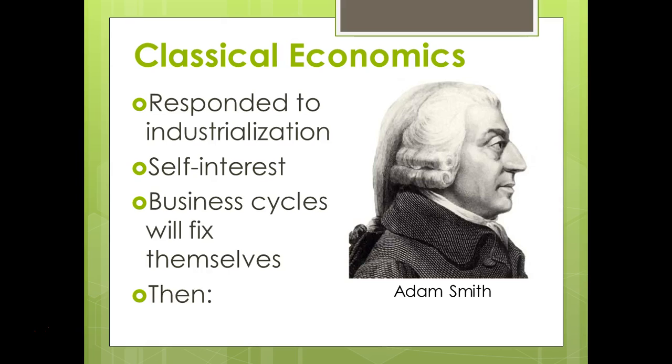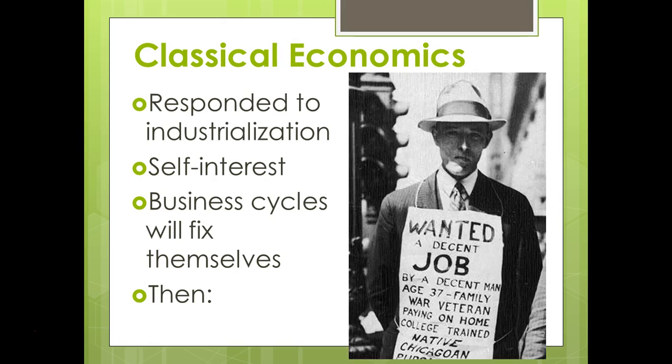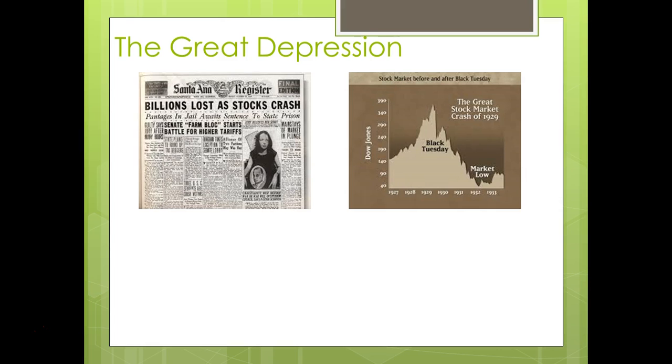Business cycles will fix themselves. Government shouldn't try to make decisions about the economy. We should let people do that. But then the Great Depression hit in the late 1920s, early 1930s. And classical economists kept saying, well, just let it fix itself. But it wasn't fixing itself. And so we had to come up with something else to do.